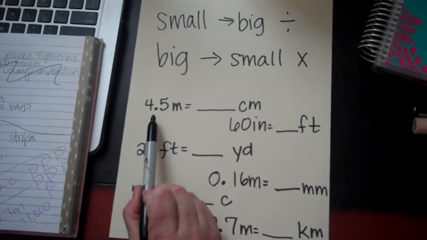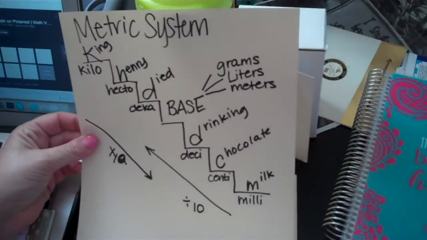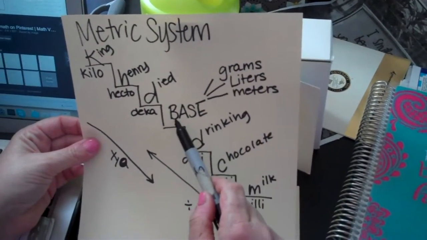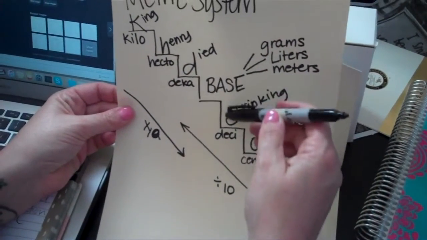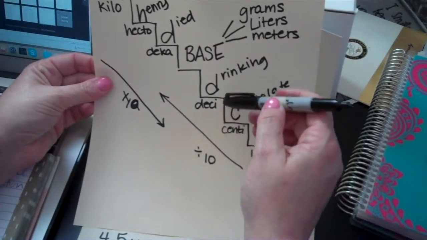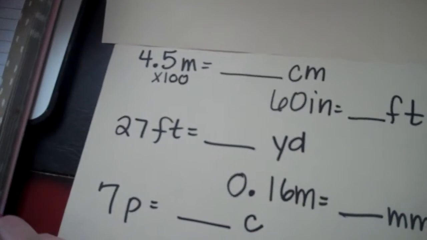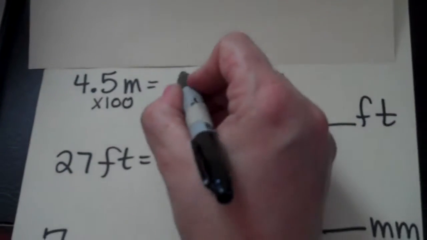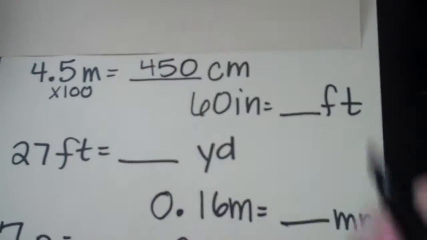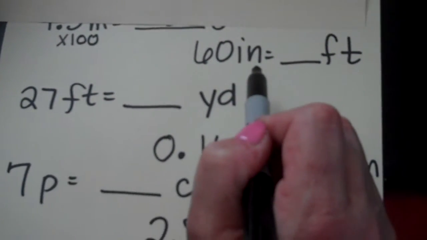Okay, so I've got 4.5 meters, changing it to centimeters. I want to go back and reference my steps, finding my meters right here, and I'm moving to the right on my steps, and I move 2 steps, which means that I'm going to multiply by 100. 100 has 2 zeros, so 4.5 meters to centimeters moves that decimal 2 places to the right, so I have 450 centimeters.